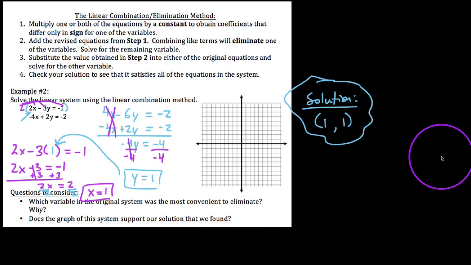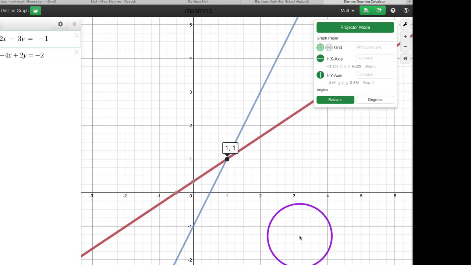So questions to consider before we tune out of this video: looking at the original system, which variable was the most convenient to eliminate and why? Well, it was the x variable, and the reason is that we only had to multiply the top equation by a 2 to get the 2x and the negative 4x to be opposites of one another. And then it asks, does the graph of the system support our solution? Well, the graph indeed does support the solution to the system. We can see that that is their one point of intersection.